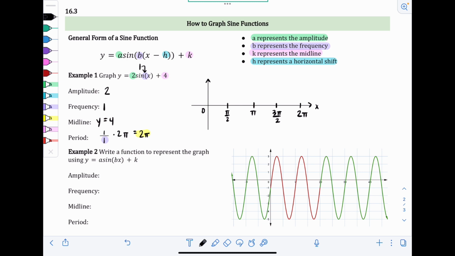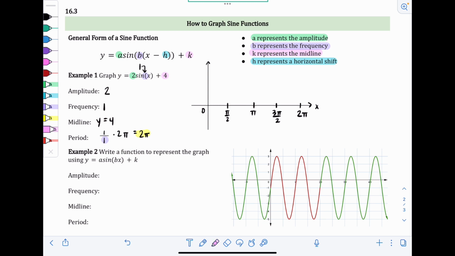And then we can go ahead and put our midline on the graph already. Actually, I'm going to extend this line up just because I kind of blanked on our midline being a little bit higher than the parent function. And then now we can go ahead and put our midline and scale our y-axis.